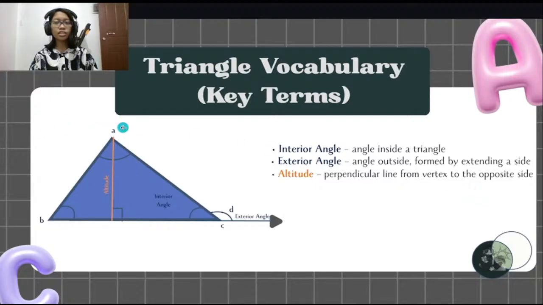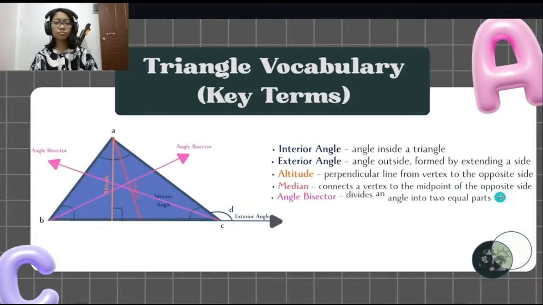An altitude is a perpendicular line from a vertex to the opposite side. A median connects a vertex to the midpoint of the opposite side. An angle bisector divides an angle into two equal parts.